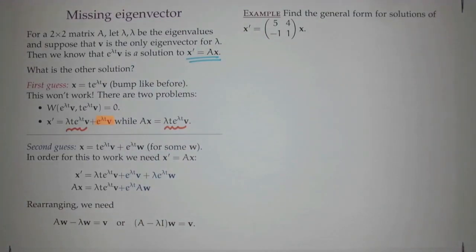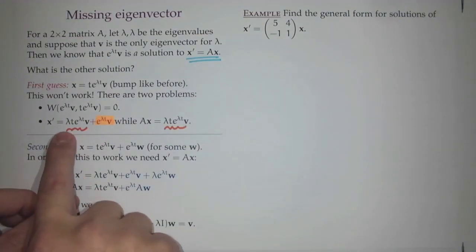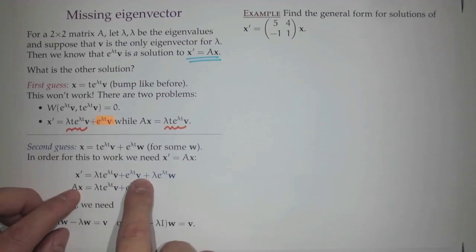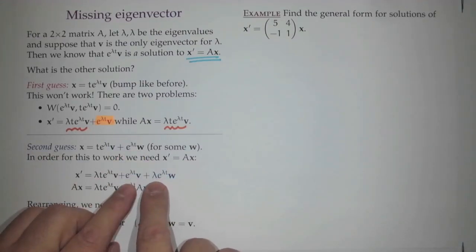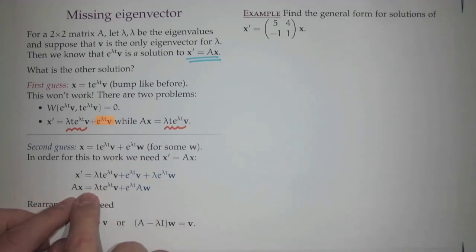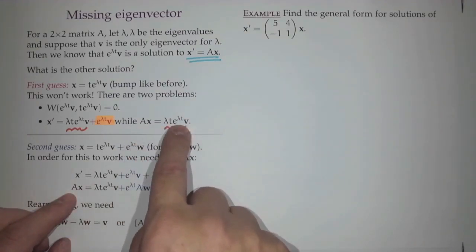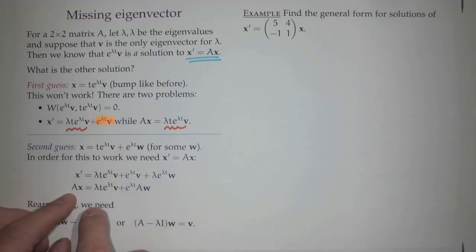So let's see what we would need. We're checking. All right, we want x prime equals Ax, so you take x prime. Now, we know how to take the derivative of the first part. That's what we did before. And then the derivative of e to the lambda t times w, well, the lambda comes down, e to the lambda t times w. On the second part, we have Ax. We know how to take A times the first part, but then we say, okay, what's A times w? And the answer to what is A times w is?